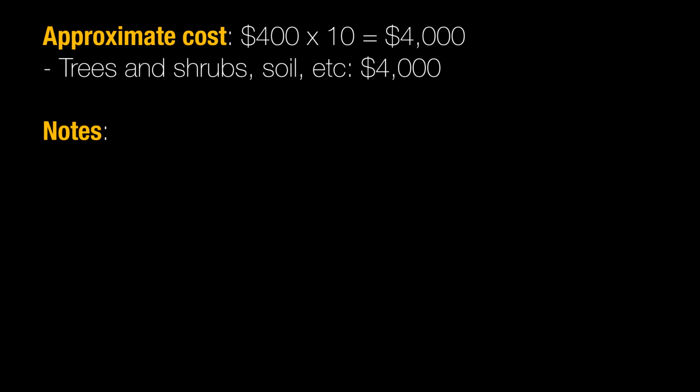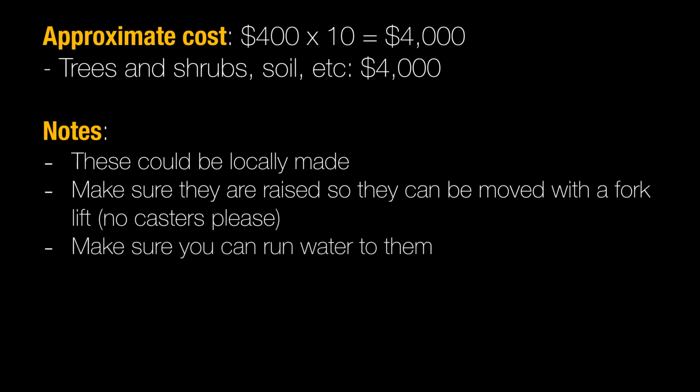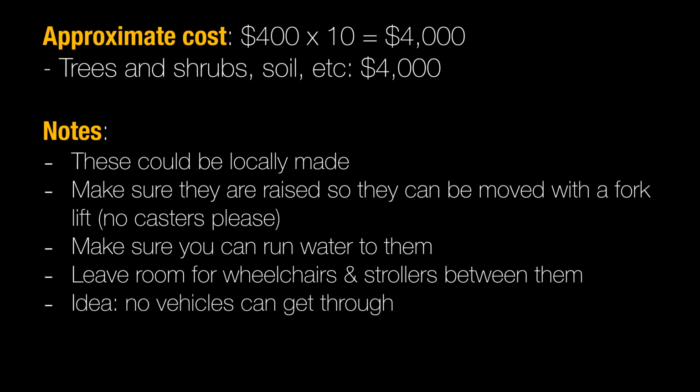But now we need to add trees, shrubs. We added another $4,000. They could even be locally made. I'm sure you got craftspeople there. They can be made out of wood. They can be made out of just about anything. And make sure they are raised a couple inches underneath so they can be moved, and then make sure you can run water to them, whether it's an irrigation system or, you know, even if you're manually doing soaker hoses, you name it. And then always leave space for wheelchairs and strollers between them, but where cars can't get through. And that's the whole idea, is to make people on your plaza feel safe.